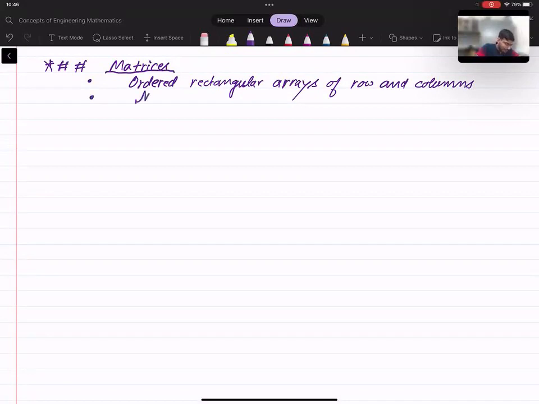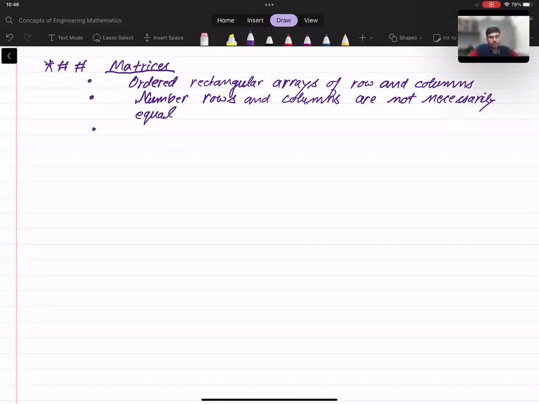And here the number of rows and columns are not necessarily equal. So this is something different from determinants in case of matrices. Number of rows and number of columns may be different. And if they become equal, then the matrix will be called square matrix, as we will see a little later.